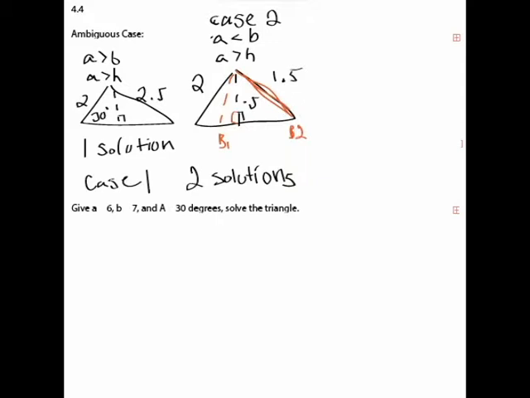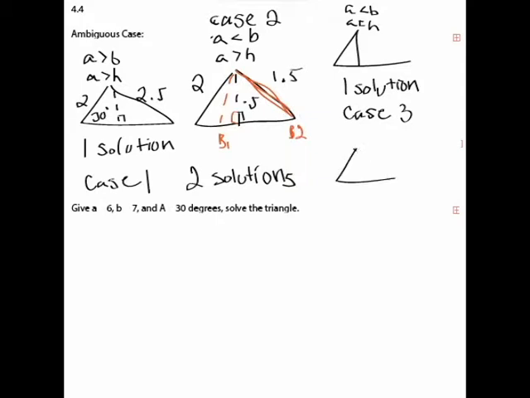Case 3 is fairly similar to case 1, in that it only has one solution. In this case, A is less than B, however A is equal to H, giving a situation more similar to B1 from case 2. Case 4 has no solutions, as A is less than B and A is less than H. When drawn out, this isn't really a triangle at all, which explains why it has no solutions.